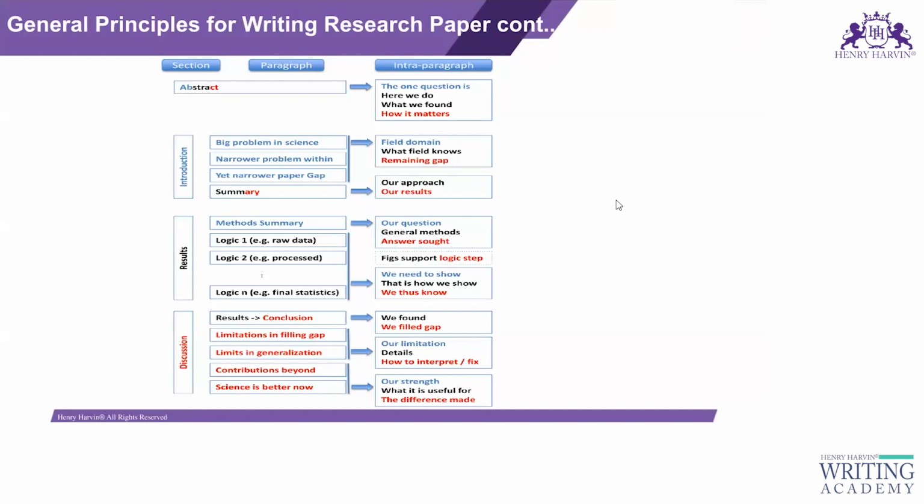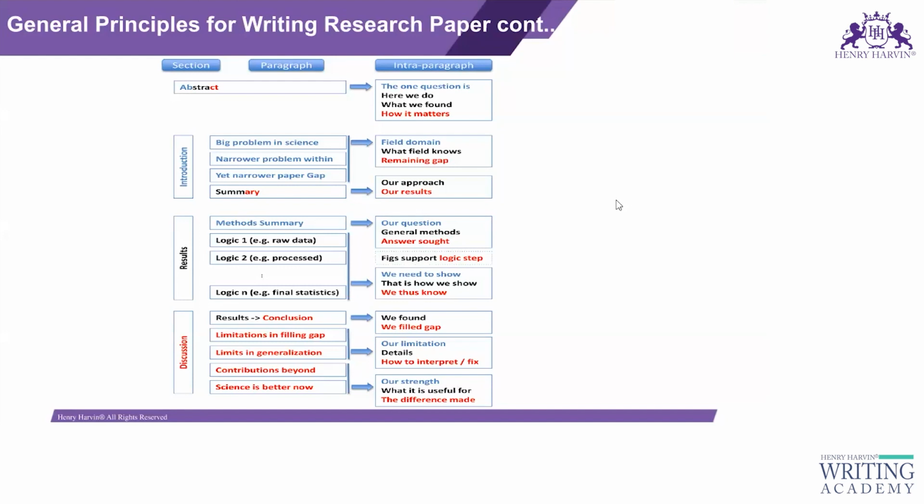Summary of the methodology you have used. Then you have to provide the data: the raw data, the processed data, and your final statistics. You can include figures, tables, and graphs in between to support your data. After that, you have to give the discussion section. In the discussion section, you have to write the result.